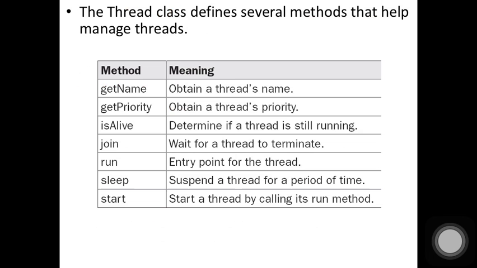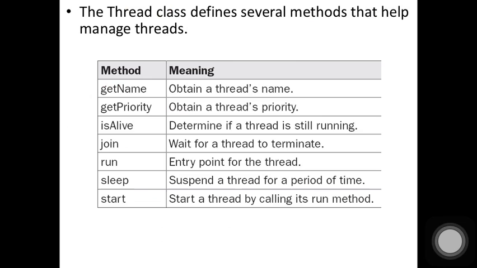Inside the Thread class we have certain predefined methods. getName is a method which is used to get a thread's name, and getPriority is a method which is used to know the priority of the currently running thread. isAlive is a method which determines if a thread is still running or not.